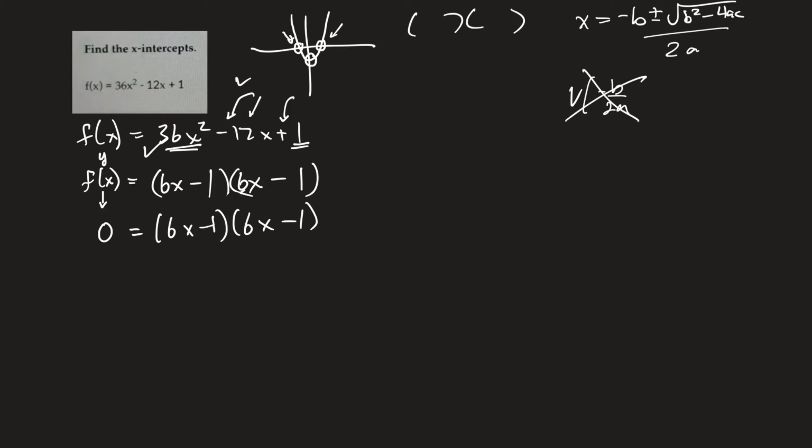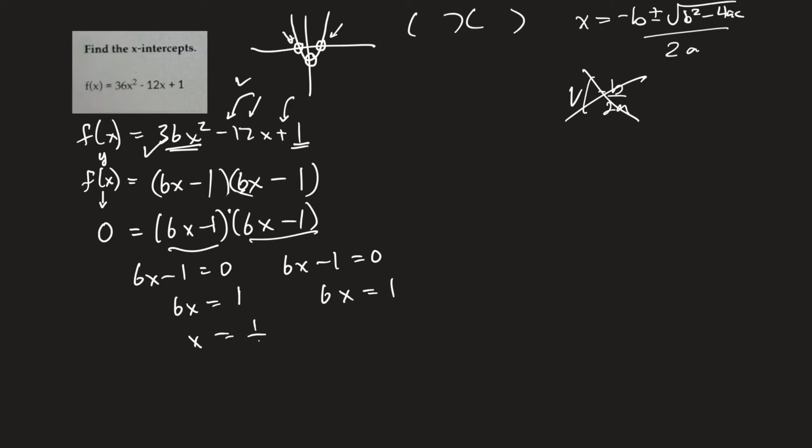That's the zero property: something times something gives me 0. So one of the two has to be 0. So either 6x minus 1 is 0, or 6x minus 1 is 0. Oh, they're both the same. Move the 1 over, and I get 1. Same on this side, a positive 1. And then I divide each side by 6. So my x-intercepts then will be 1/6 and 0. That'll be one of them, and the other one, I guess, is the same thing.